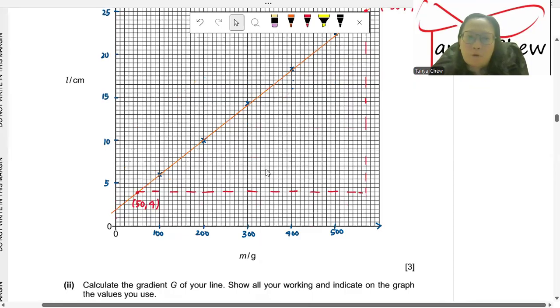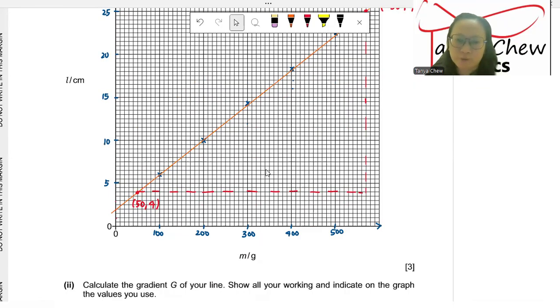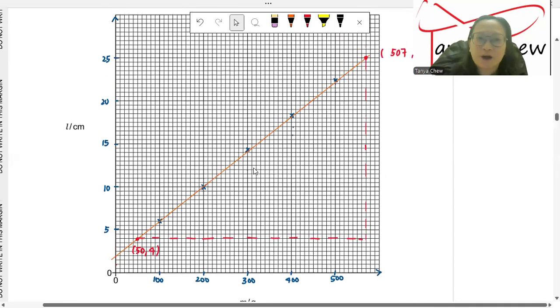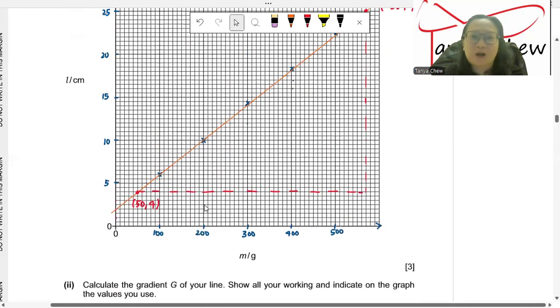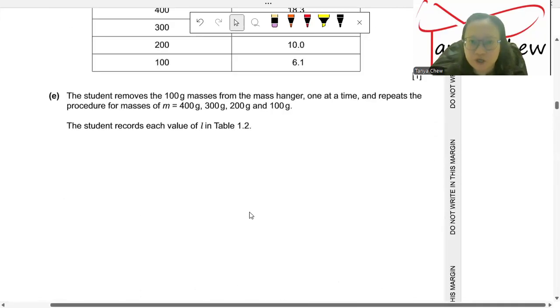So for the x-axis, my scale is 100, 200, 300, 400, and 500. I don't have to label my x-axis and y-axis because this question already labeled them for me, thank God, right? For the y-axis, I start with 5, 10, 15, 20, 25. Now, I put all the values here, right?